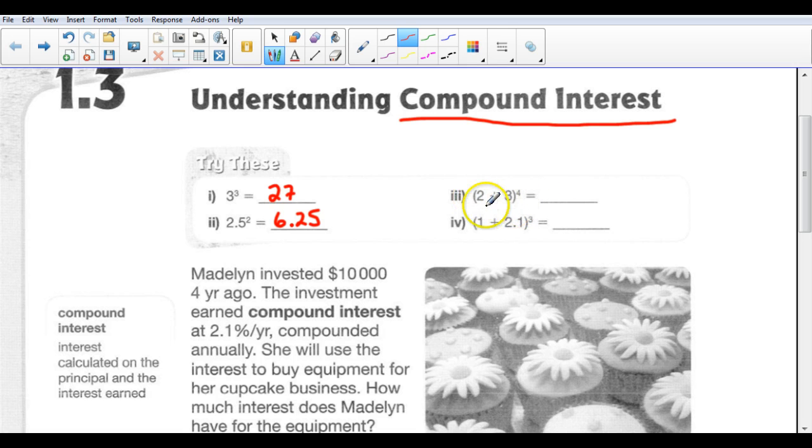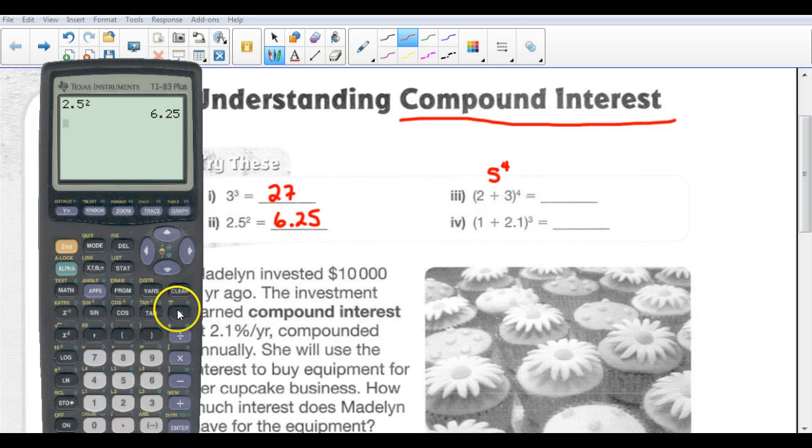Over here, I've got 2 plus 3 to the exponent of 4. Well, I have to follow BEDMAS. BEDMAS is order of operations: brackets, exponents, division, multiplication, addition and subtraction. So I have to do what's in brackets first. So this is bracket 2 plus 3 bracket to the power of 4. I have to do what's inside the brackets first, so I take the 2 plus 3, which is 5. And this is the same as 5 to the power of 4, so that's 5 times 5 times 5 times 5. I'll clear this. I'll do 5, and up arrow, 4, and I get an answer of 625.